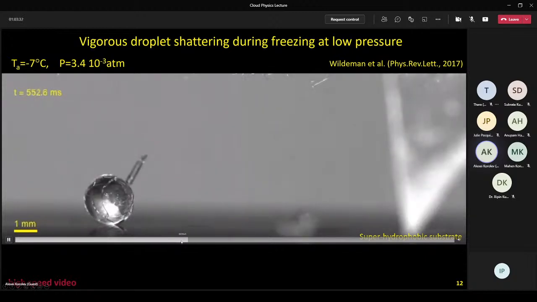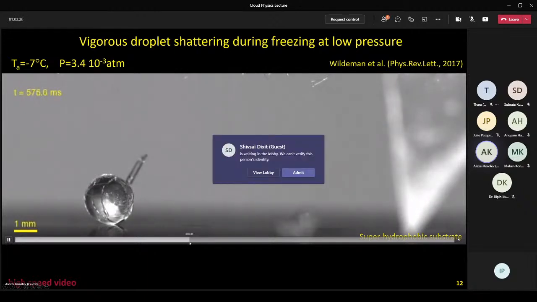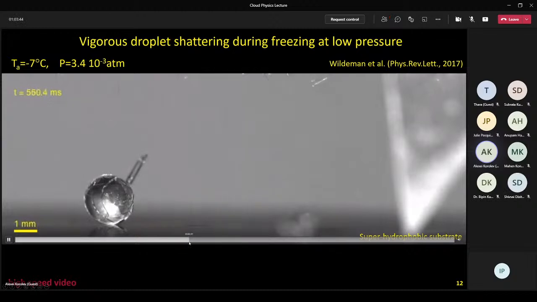So I want to pay attention, you see a splinter just going out directly upward. Can anybody give me feedback? Do you see it? Yes. Okay, great. So it happened during cracking. If you look carefully, just after cracking, it results in this ejection of one of the splinters.